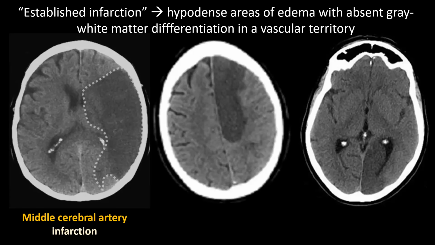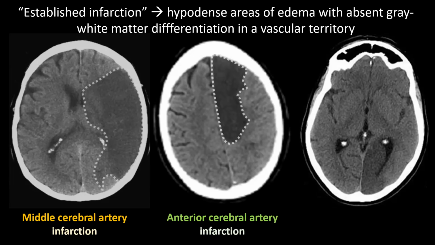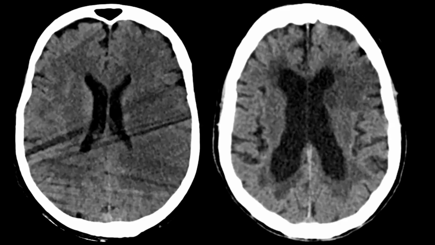Here we see a patient with a large established infarction in the territory of the left middle cerebral artery. This is a patient with an established infarction in the territory of the left anterior cerebral artery. And lastly, a patient with an infarction in the posterior cerebral artery territory on the left side.